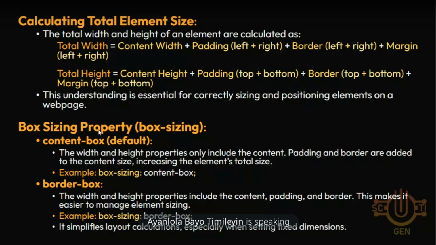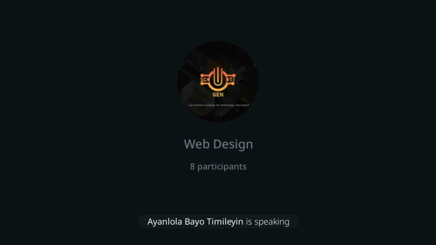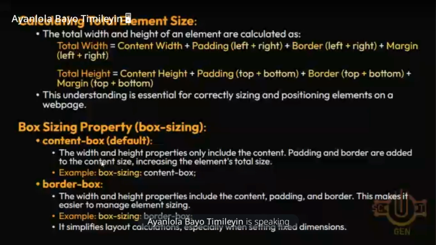Box sizing property. Content box is the default. The width and height properties only include the content. Padding and border are added to the content size, increasing the element's total size. So content size is not the same thing as the element size. The element is the entire box, while content is inside the element. And then border box: the width and height properties include the content, padding, and border. So this makes it easier to manage element sizing, and it simplifies layout calculations, especially when setting fixed dimensions.